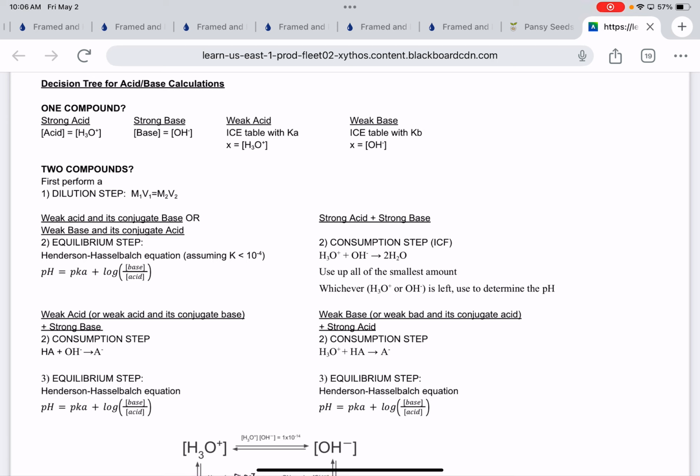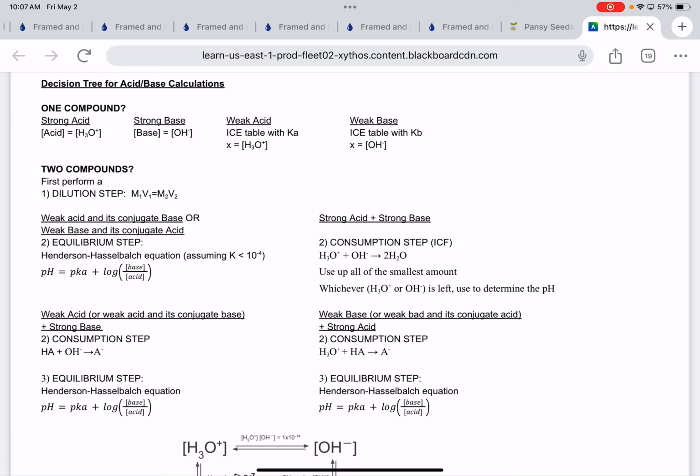Okay? So just weak stuff, equilibrium. Just strong stuff, only consumption. Weak and strong, consumption, equilibrium. Okay? No, you cannot use this chart on the test. But as you can see, there's a lot of repeating themes that if you do enough practice, you will understand what you're doing. It's just a way to organize your thoughts. That is the best advice I can give: weak stuff, equilibrium, strong stuff, consumption, combination, you got to do both. Okay? All right, so we're going to do these.